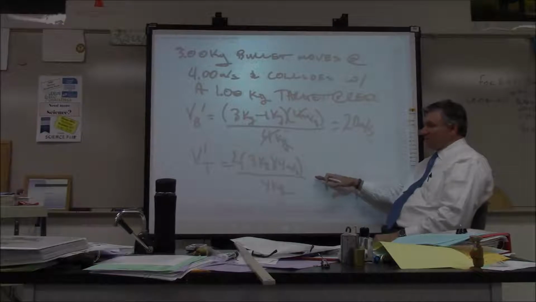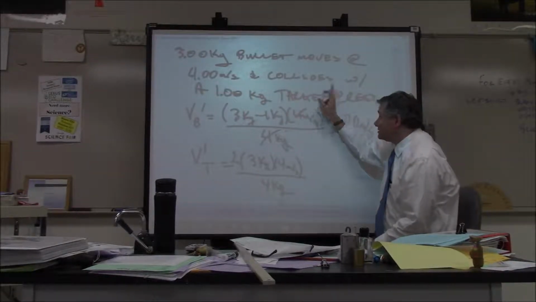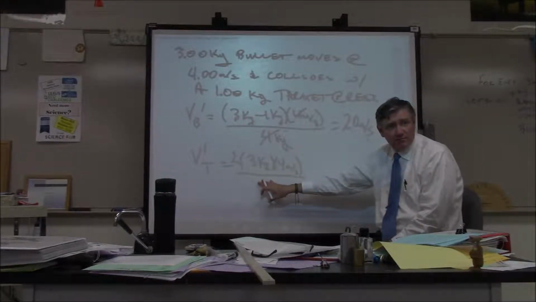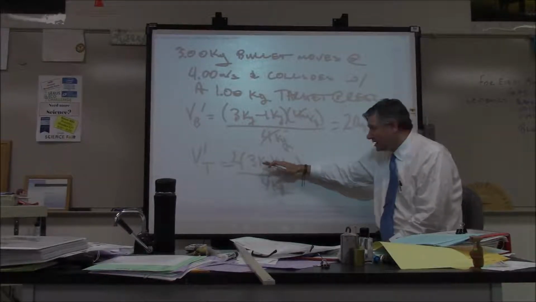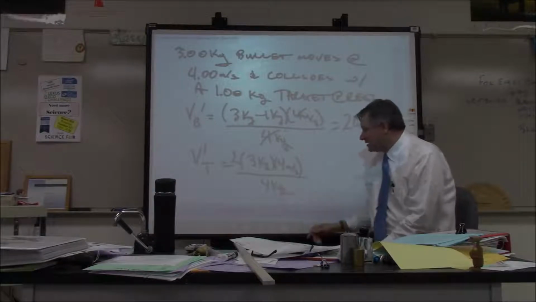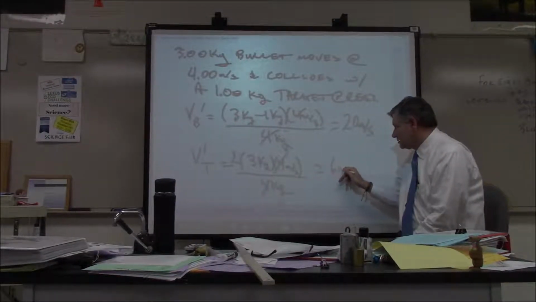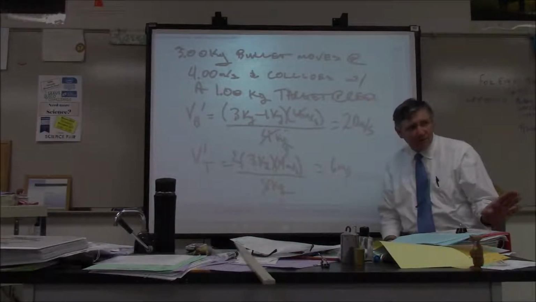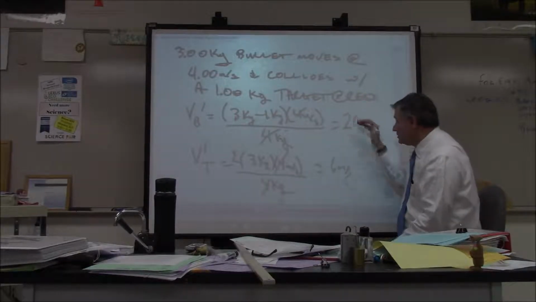Now to get the new velocity of the target, again, I take 3 kilograms times 4 meters per second. What am I finding here? Momentum. Yeah, this is just the momentum of the bullet. I'm multiplying it by 2, I'm dividing it by the sum of the masses. So the 4's cancel out, I take 2 times 3, I get 6 meters per second. Okay? We're good. Now, remember this. So we got 4, 2, and 6.